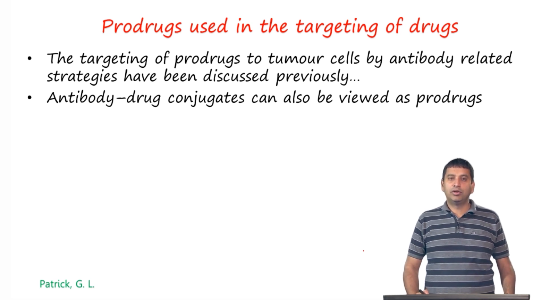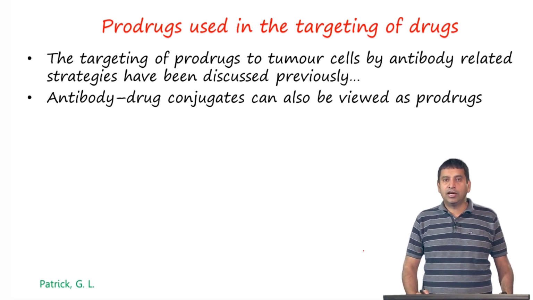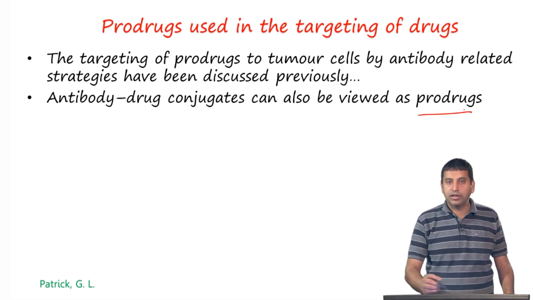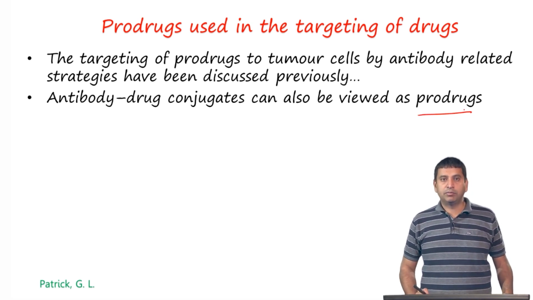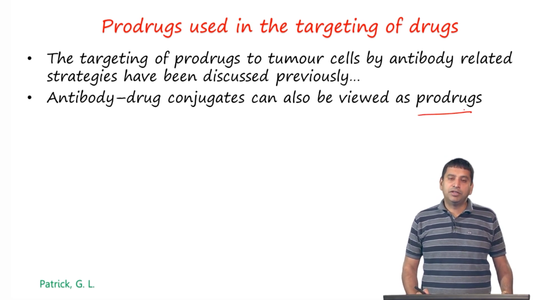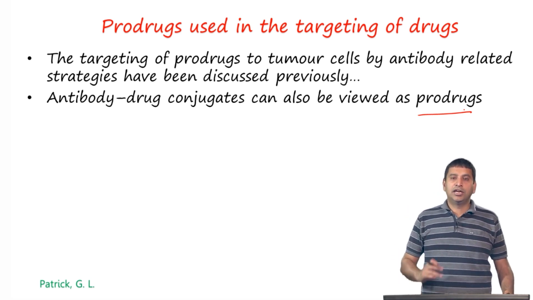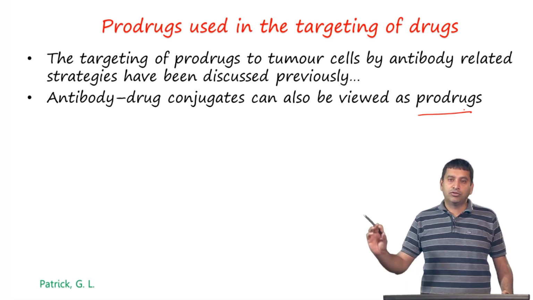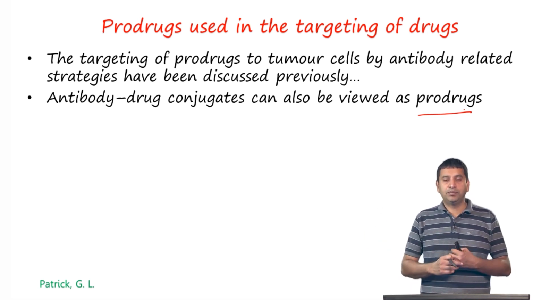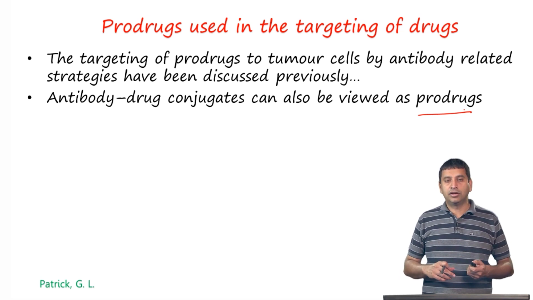For example, we have already looked at a lot of antibody drug conjugates, and these can also be viewed as prodrugs in some form. We have discussed this previously, so we will not spend much time, but these antibodies are highly specific towards their antigens, and the tumor cells present these antigens on their cell surface. So the antibody binds to this antigen, and along with it, it can take the drug with it.